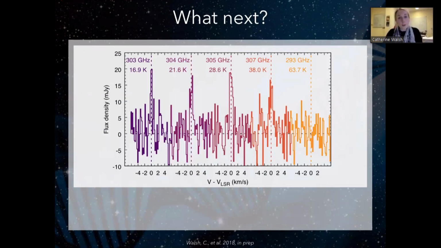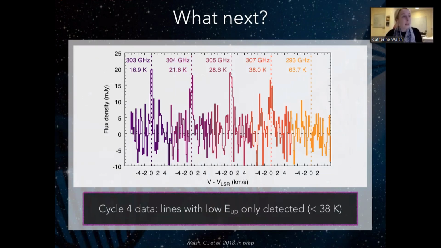The other thing that we can do is try and get individual line transitions, which gives us excitation information. This is, again, the cycle 4 data of methanol in TW Hya, where we resolve 4 transitions. This will give us excitation information and will tell us where vertically the methanol emission is coming from. What I can tell you is that we only see lines with low upper energy levels. We do not see this line here at 293 gigahertz, which has an upper energy level of 63.7 Kelvin. So we're really seeing cold gas, and we're suspicious that this is actually coming from quite deep down in the disk.